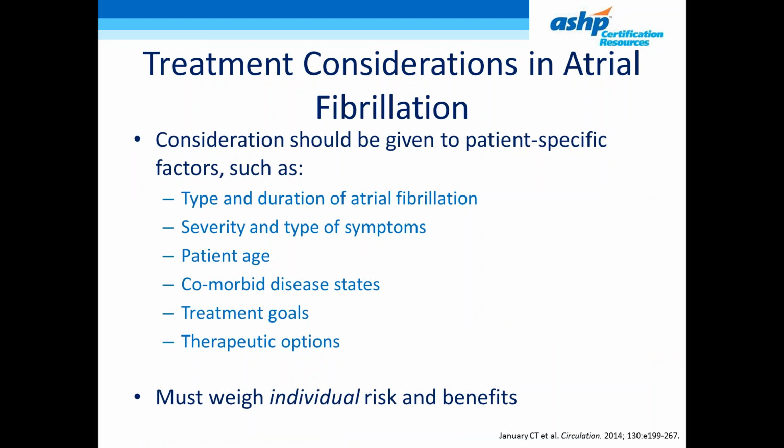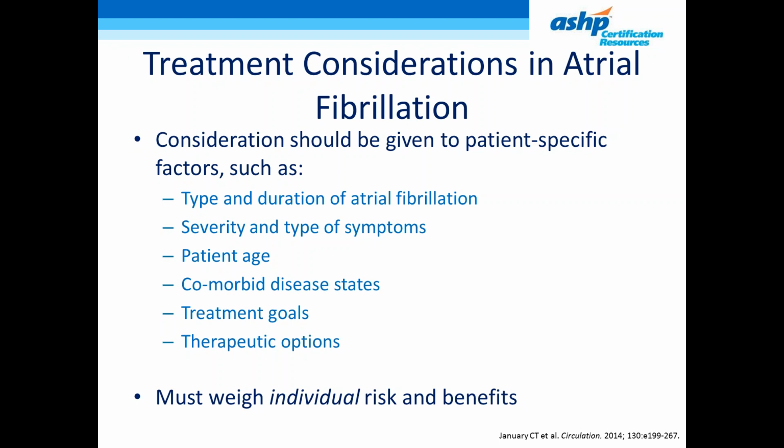In terms of deciding which treatment to administer a patient with atrial fibrillation, it's important to give consideration to patient-specific factors. These factors include things such as the type and duration of atrial fibrillation. Different consideration is going to be given to a patient with paroxysmal atrial fibrillation than someone with permanent atrial fibrillation, as well as someone with new onset versus chronic atrial fibrillation. Consideration is always given to the severity and type of symptoms that the patient reports. So patients with more severe disease requiring frequent hospitalization, for example, related to rapid ventricular response, are going to be treated differently than patients that are completely asymptomatic.